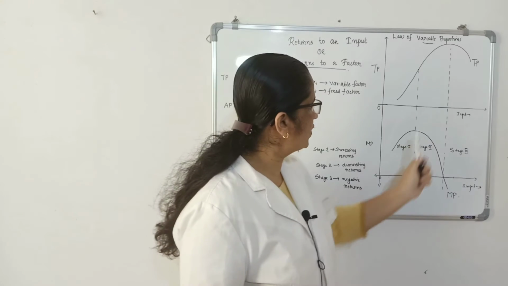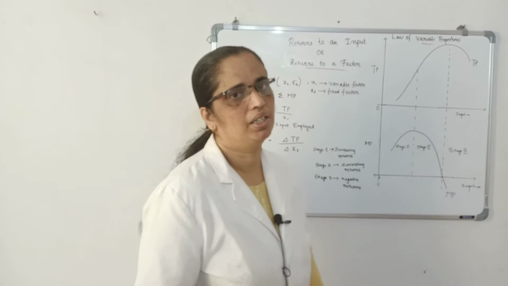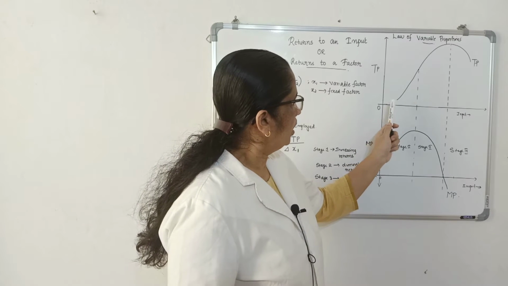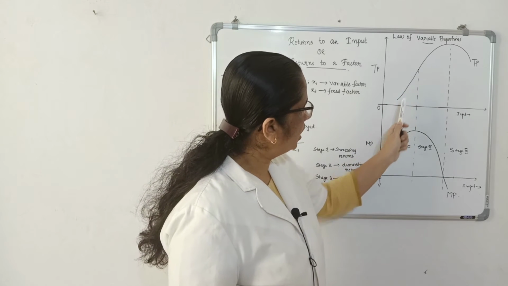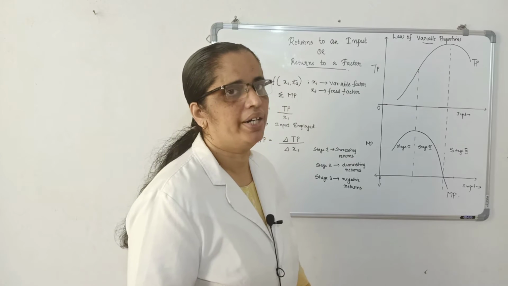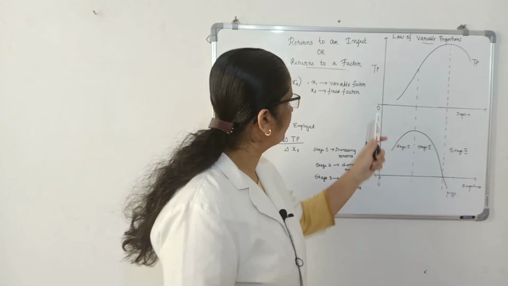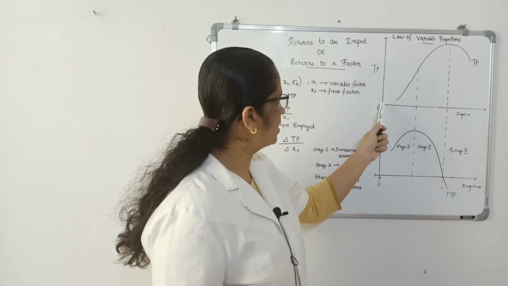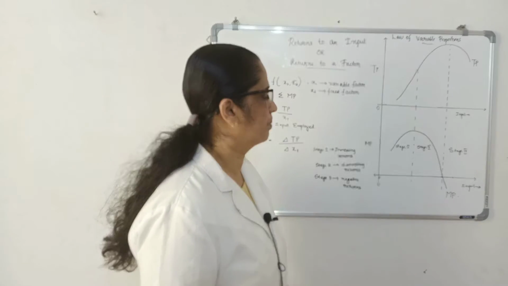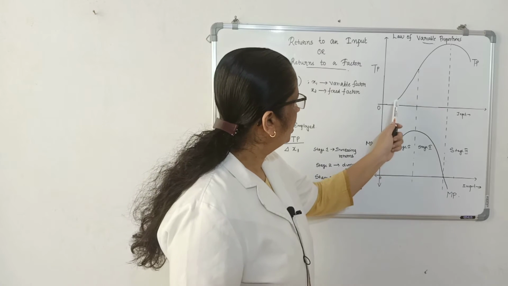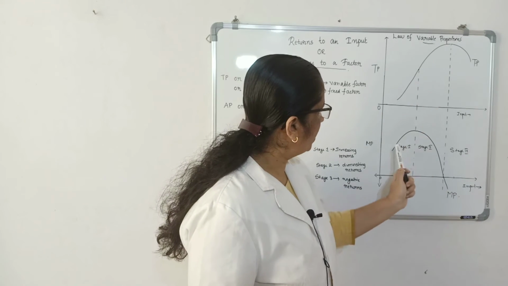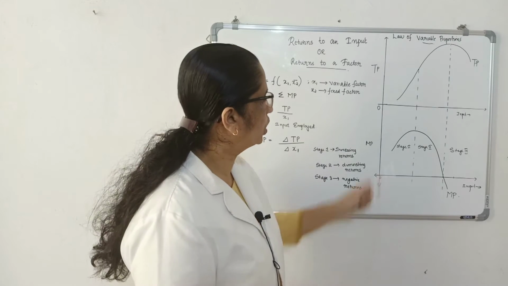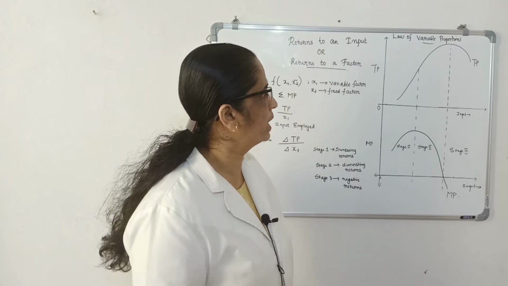Now, let us study the relationship between total product and marginal product with the help of total product curve and marginal product curve. You know, both curves, TP curve and MP curve, are inversely U-shaped curves. On the OX-axis we measure input employed, on the OY-axis we measure productivity. Okay? Total product curve and marginal product curve are both inversely U-shaped curves.